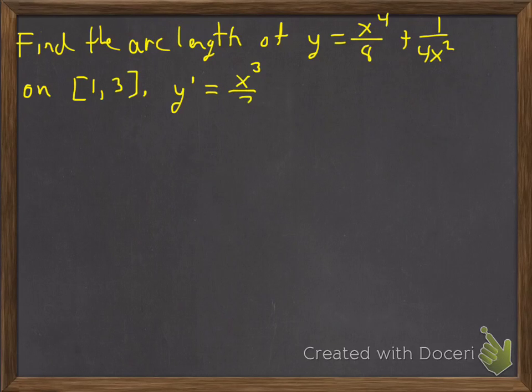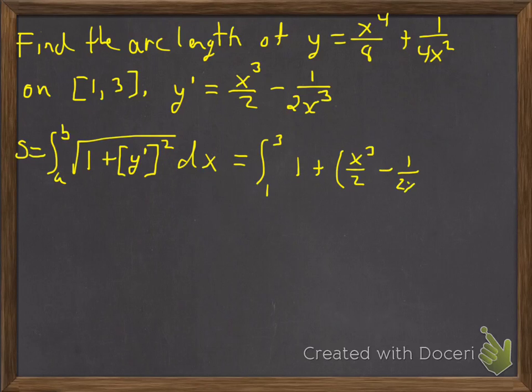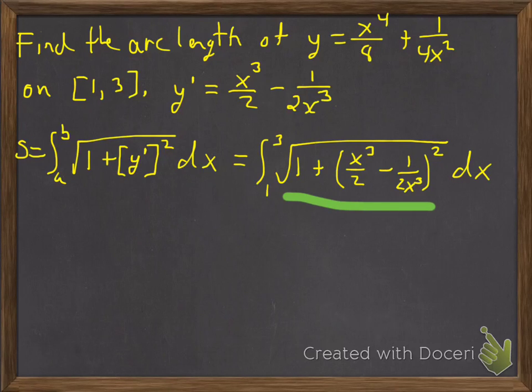So we need to take the derivative. So y prime is x cubed over 2, and then minus 1 over 2x to the 3rd power. Your arc length formula from a to b is going to be the integral of the square root of 1 plus y prime squared, dx. Okay, and so what we'll go ahead and do is we'll plug in our limits and our y prime. So this will be the integral from 1 to 3 of the square root of 1 plus x cubed over 2 minus 1 over 2x cubed, quantity squared, dx. And this right here is precisely what we spent a couple minutes on that first slide figuring out.